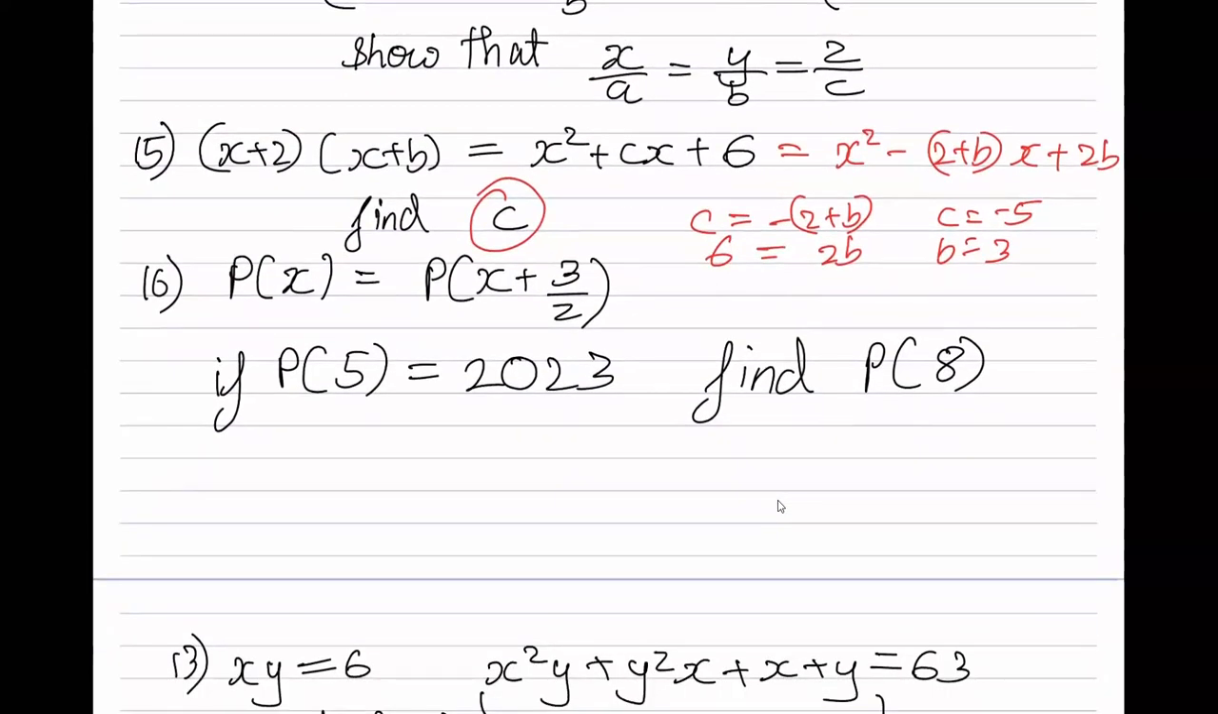And finally, this question. P of x is equal to P of x. I'll do it in red.